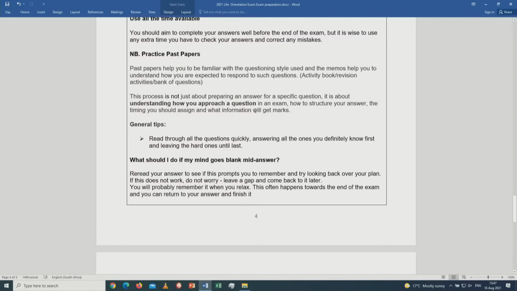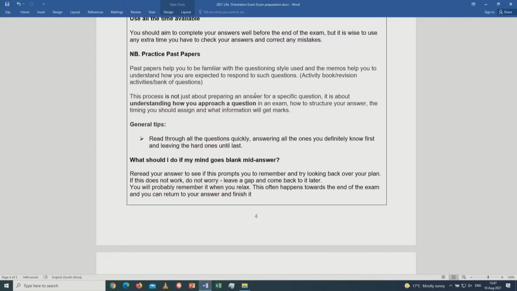I've already spoken about practicing past exam papers. These are just to guide you, just to familiarize yourself with the type of questions that are asked in formal assessment. It is not to say the very same questions will be asked, especially in life orientation. They are just there to guide you, both the question paper as well as the memo. The past question papers were circulated to all schools. You should be having them, and you should be having the memos as well.